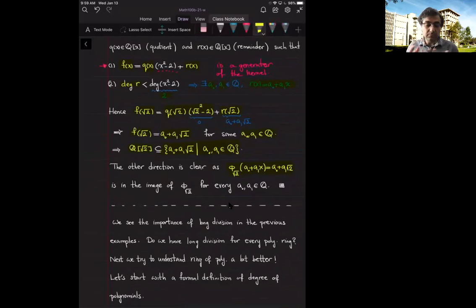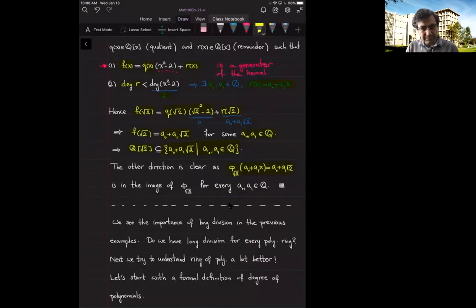And we will be using, again, evaluation maps. We will be using various irreducibility criteria, understanding of ideals of Q bracket X. What else? Understanding of maximal ideals. What are maximal ideals? And long division in general, in more generality, in order to understand this kind of questions.